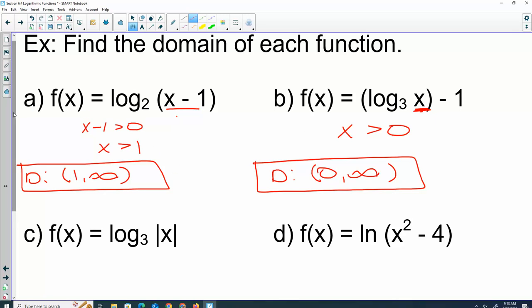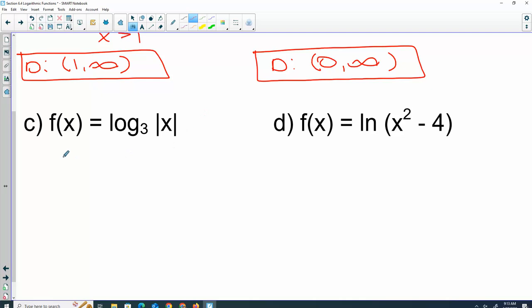Alright, if we look at C, this one's a little bit different. I want to know when the absolute value of x is greater than 0. There's different ways you could do this, but one way is just kind of thinking back to what we know about the absolute value. In chapter 2, we graphed all these parent functions and transformations. What does an absolute value look like? It's a V. Absolute value of 0 is 0. 1, 1. 2, 2. Negative 1, 1. Negative 2, 2. Remember?